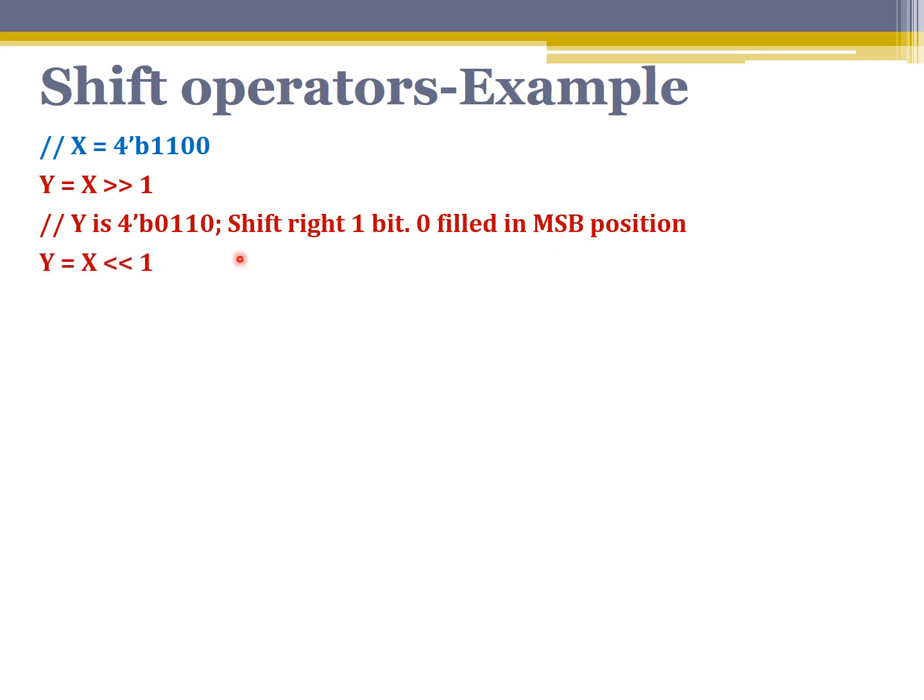Next, y is equal to x left shift by 1. When we left shift this number by 1, we are going to lose the most significant bit, and there's a vacancy created in the least significant bit position. So we are just shifting it by one bit position.